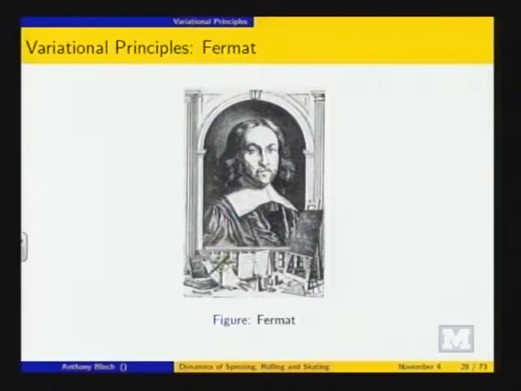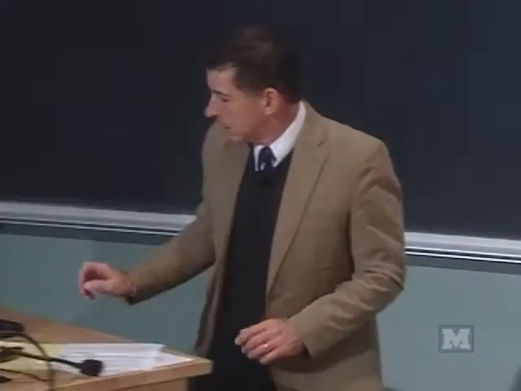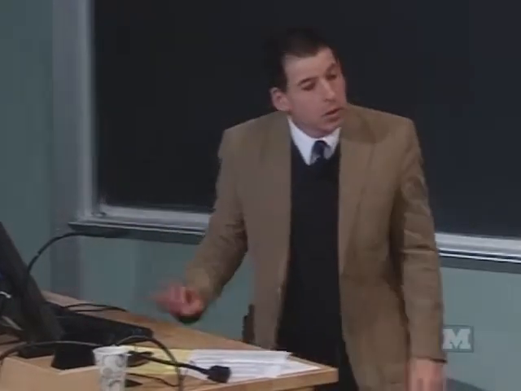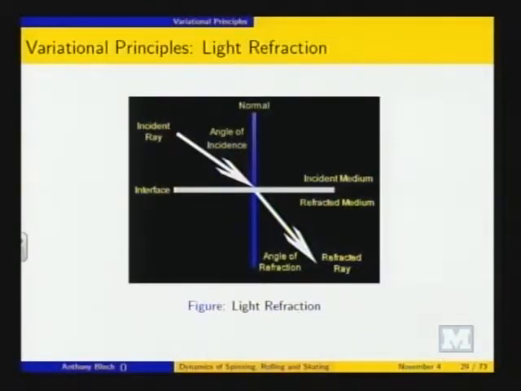And this goes back, if you like, to the work of Fermat. Fermat was also a wonderful mathematician who tried to understand how light moves, and this is something we're quite familiar with. How does light decide to go from one point to another? Now, you know that if light moves through air or through a vacuum, it moves in a straight line. But when it moves from one medium to another, it actually bends.